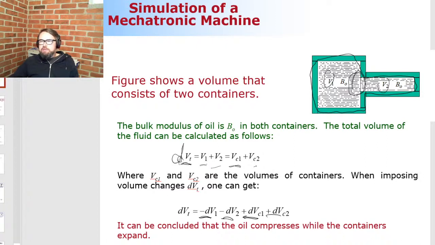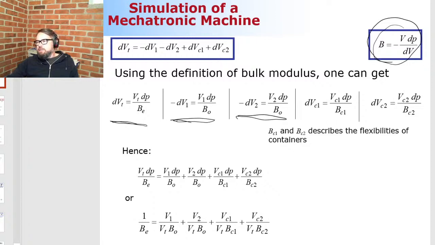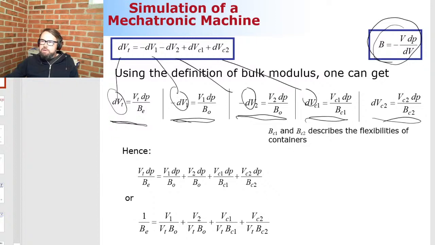So I am here. Okay, what next? Next, we can use the definition of bulk modulus, which is this one here. Using the definition of bulk modulus, we can derive these relations, which is the change of the volume and the change of the containers, and this will be substituted into this equation here. And what we're going to get as a result is this one here.